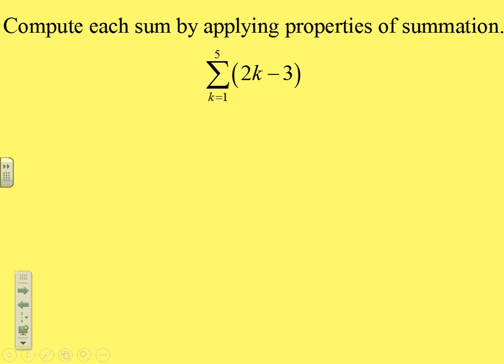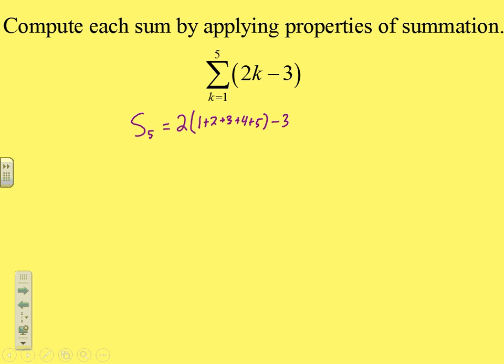Okay, I'm going to write it out as the sum of 5 terms instead of sigma. Using the second property, I would essentially be able to distribute that 2 out and multiply it by the sum of 1 through 5. So that's what I'm going to write here: 1 plus 2 plus 3 plus 4 plus 5. Since I'm subtracting the 3, I'm going to say minus 3.